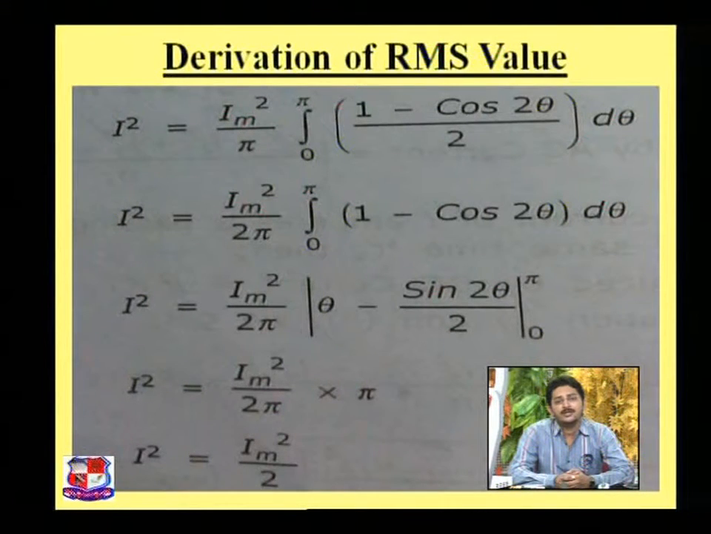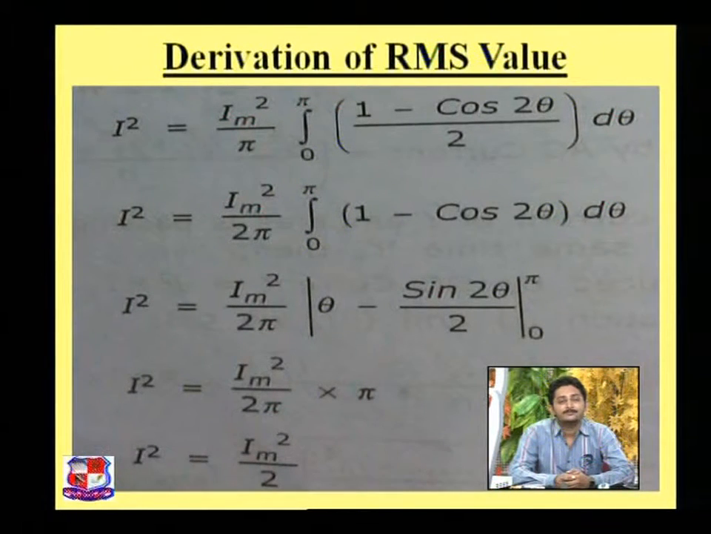Integration of cos 2 theta is sin 2 theta by 2. Now the limit is 0 to pi. So first putting the maximum value of the limit, that is pi, and then the lower limit, the minimum limit, that is 0.